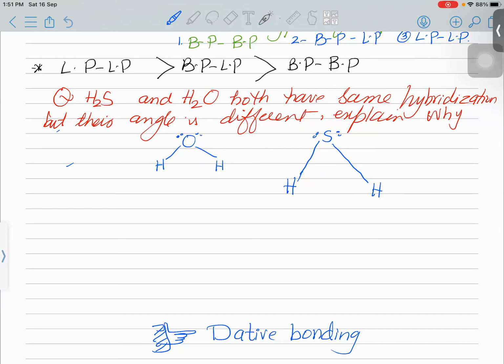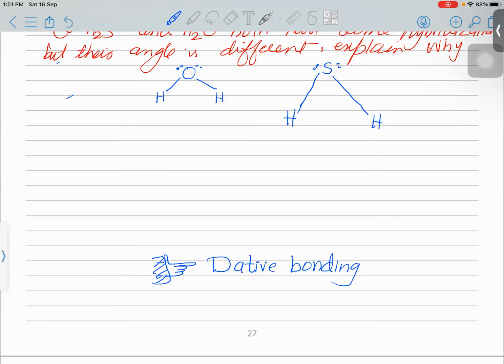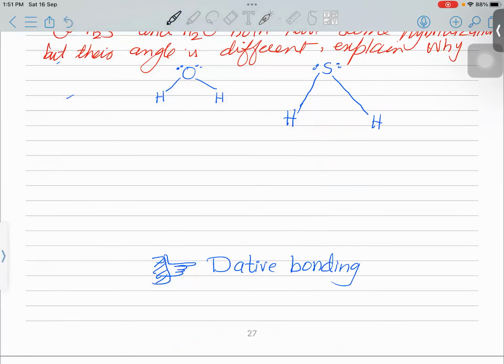The sulfur isn't attracting the hydrogen as much as the oxygen. Yes, you can say that. This tendency is called electronegativity. Can anyone define what is electronegativity? Sir, it is the power of an atom to attract the bond pair of electrons towards itself.